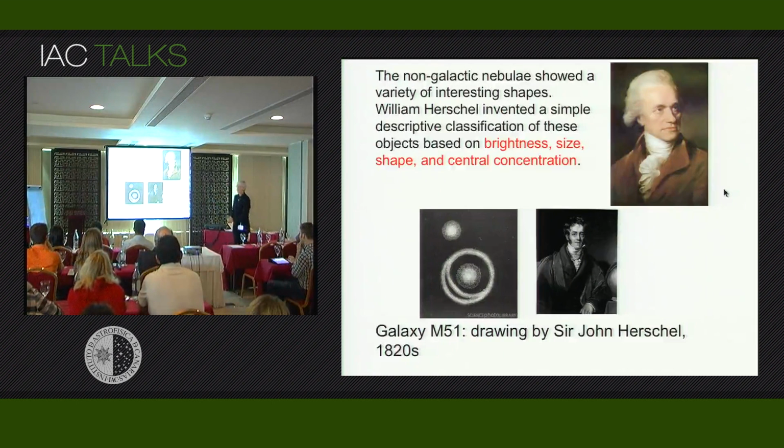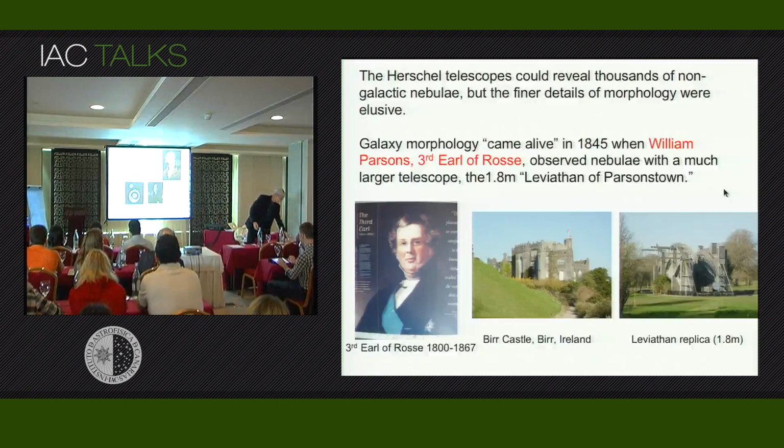And here's William Herschel. He invented a descriptive classification, which could be called the first classification of galaxies. It doesn't matter that he didn't really know what they were. I mean, he had a good suspicion of what they might be. And one of the very few of these non-galactic nebulae that showed any detail was M51, and it showed a double ring system to Sir John Herschel when that was made in the 1820s. So there on the lower left is one of the first sketches of galaxy morphology.